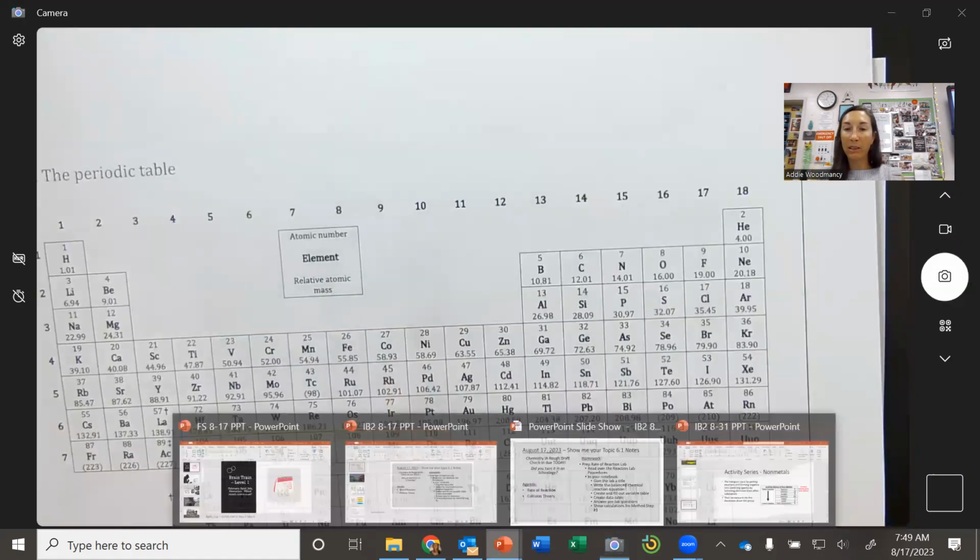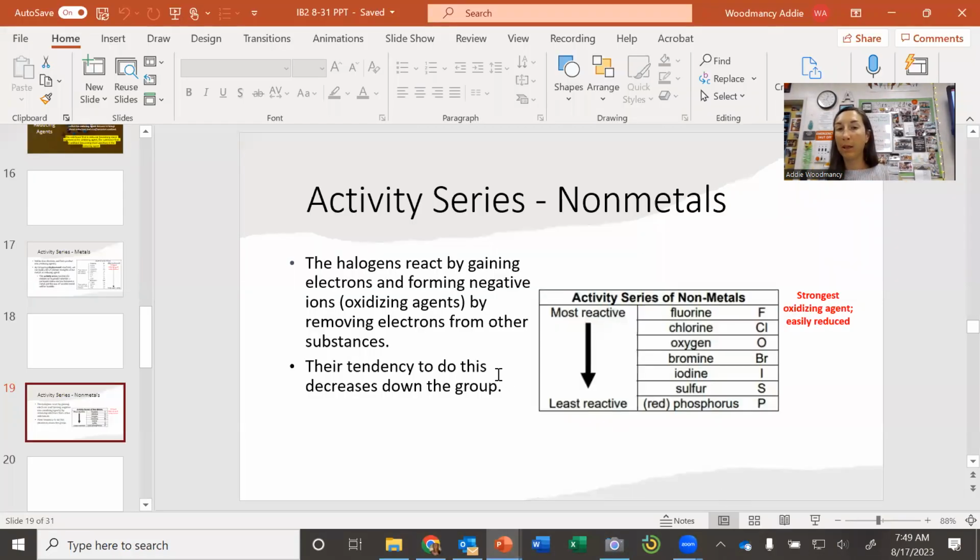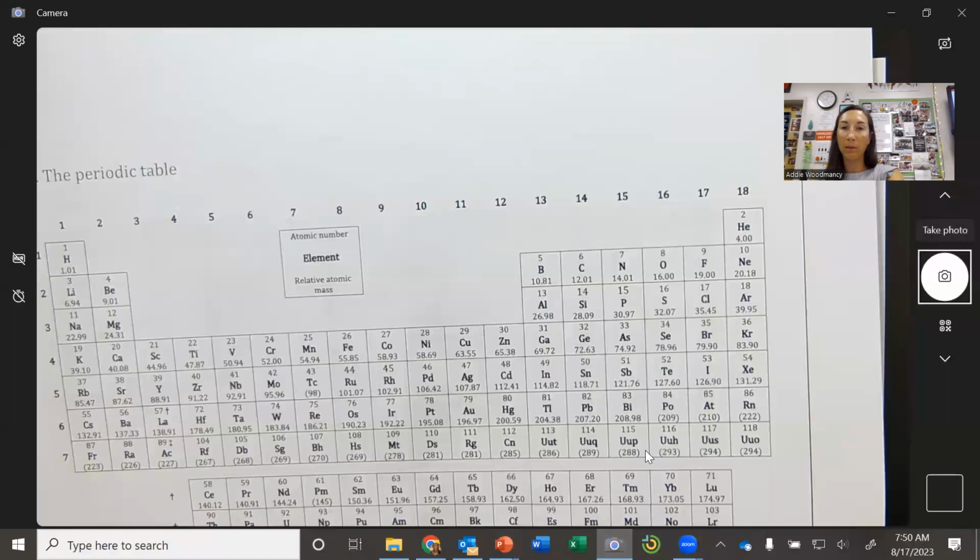Except nonmetals, or halogens, are the opposites of metals. Whereas metals are reducing agents, nonmetals are oxidizing agents. So fluorine is the strongest oxidizing agent and can reduce the ones below. Keeping this in mind, let's take a look at some examples with nonmetals.